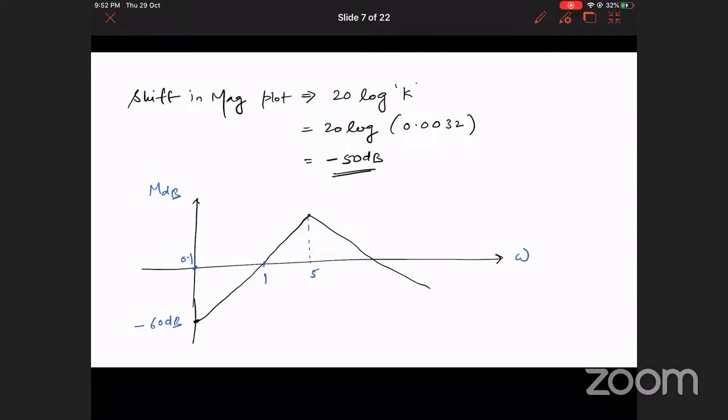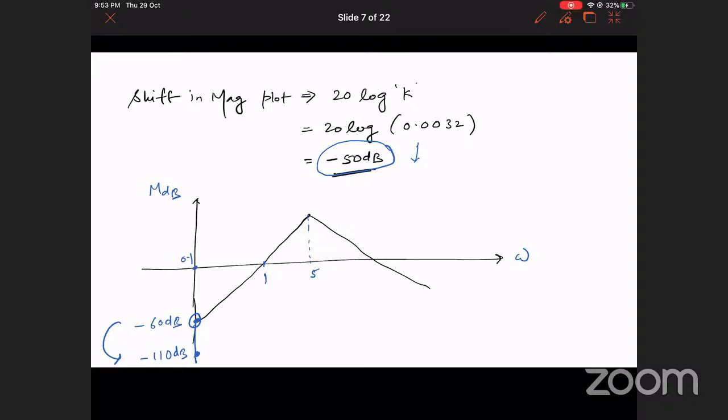You have to shift the given magnitude plot by minus 50 decibel. Try to understand: if the shift is negative, the plot gets shifted down. If the shift is positive, the plot gets shifted up. So you have to shift down the existing magnitude plot by minus 50 decibel. Effectively, this point gets shifted down by 50 decibel, so the starting point is minus 110 decibel.